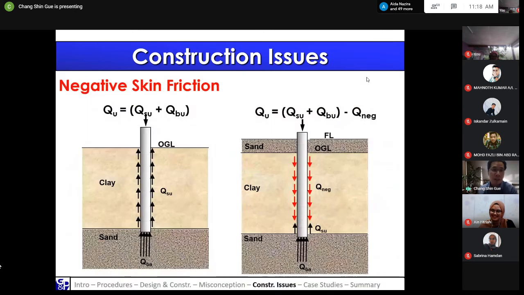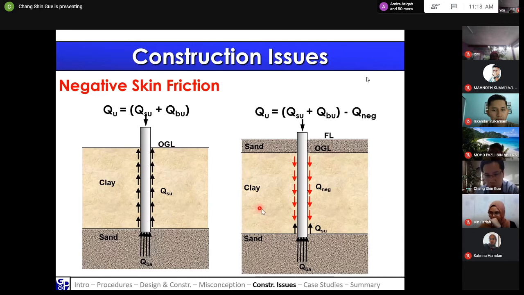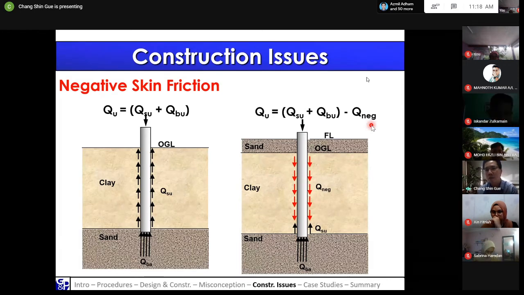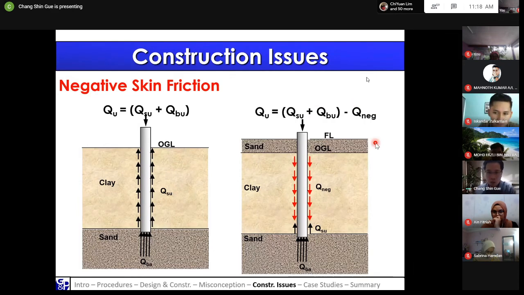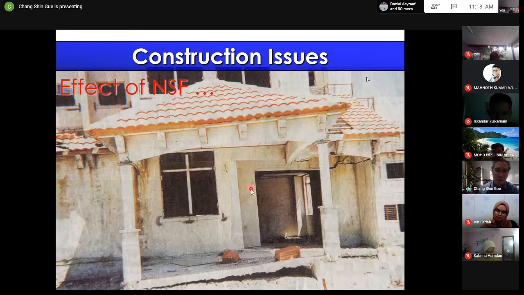So in terms of design for negative skin friction, normally of course you have your shaft resistance. Some may say that because I've got a soft clay layer, I know that it will pull down the pile, so I ignore the shaft friction. But that is actually wrong. You do not just ignore it, but you need to account for it. So you need to minus whatever is pulling down your pile, because that is an additional load to your pile. So it's not just ignoring, but you need to account for negative skin friction. If this is not taken care of, then these are some of the effects that we've seen before, where the engineers have not catered for negative skin friction, and you get this kind of failure, which is quite serious.